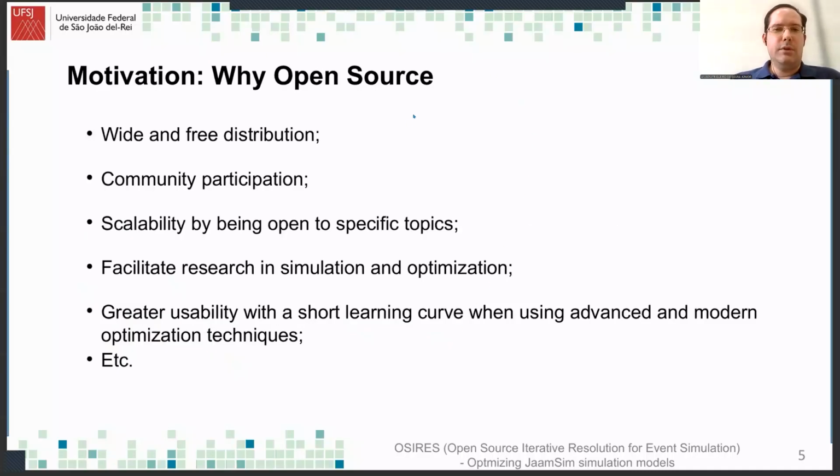So why did I decide to go open source on that project? Because it can be widely shared, and with free distribution, it's easier to distribute to other people, even in other countries. It can have community participation, the possibility for scalability by being open to specific topics, in that case operations research, and facilitate research in simulation and optimization. And with great usability, with a short learning curve, when using advanced and modern optimization techniques. So these were some of the advantages of using open source software.